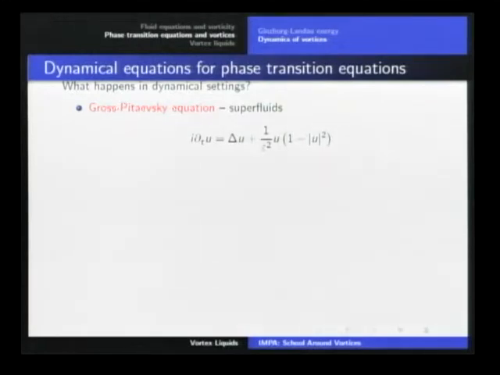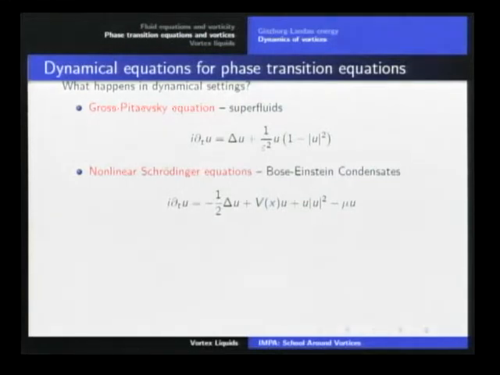Okay, so the question then is, what happens in the dynamic setting? Well, I want to look at cases where this Ginzburg-Landau energy pops up as a fundamental feature. So the first case is the Gross-Pitaevskii equation, which models superfluids. Whether or not to a very high degree, it is certainly a first attempt to model superfluids. And we've already seen some beautiful connections between the Gross-Pitaevskii equation and fluids in Fabrice's talk.